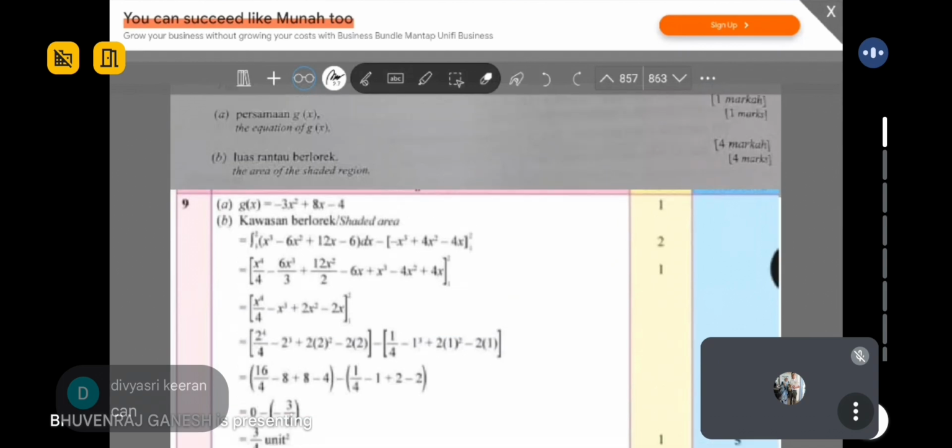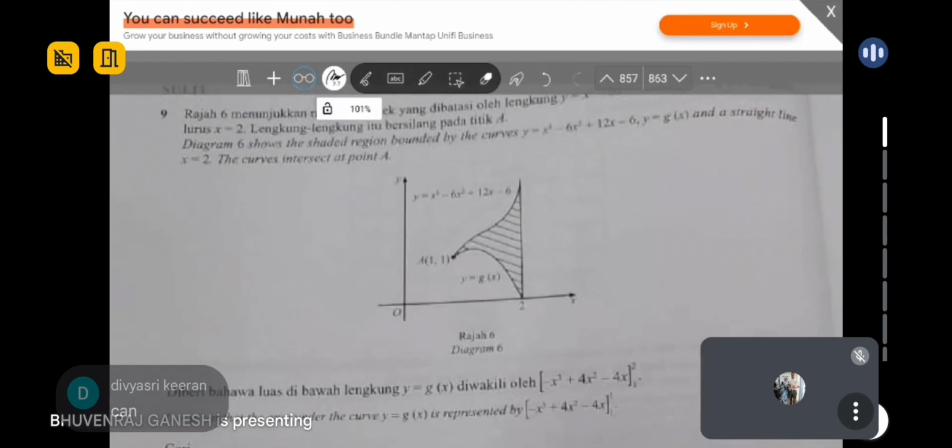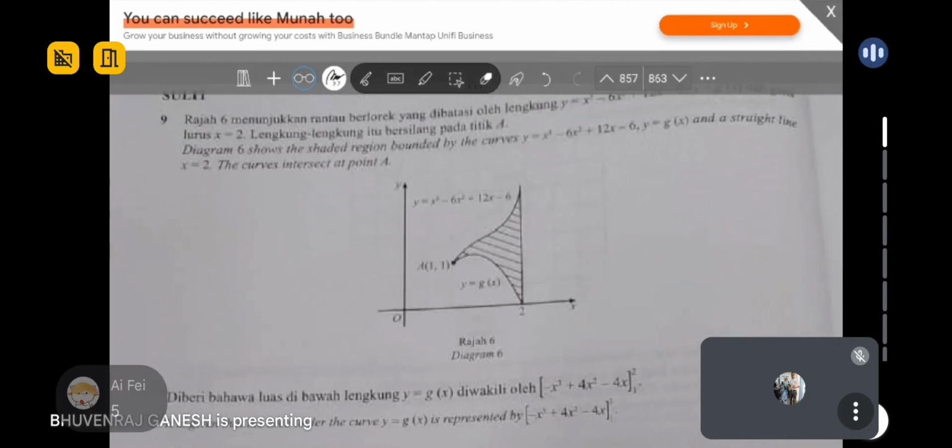Next question. Soalan seterusnya. Question number 9. Okay, Aife, give me a number. Satu nombor, 1 sampai 10. This question a bit hard also. Number 5. Okay, 1, 2, 3, 4, 5.